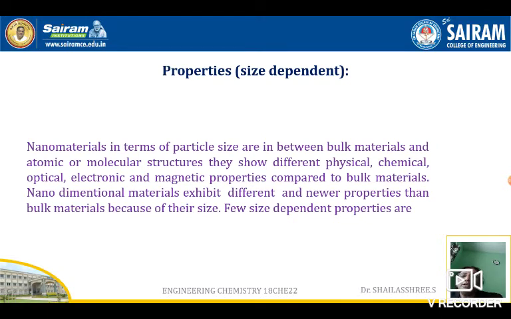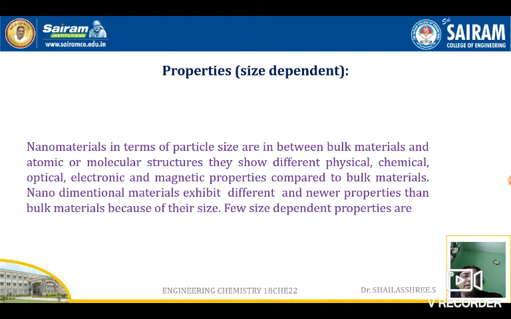Now, coming to some of the properties of these nanomaterials, we are discussing a few size dependent properties. Nanomaterials in terms of particle size are in between the bulk materials and atomic or molecular structures. They show different physical, chemical, optical, electronic and magnetic properties compared to the bulk materials. Nano-dimensional materials exhibit different and newer properties than bulk materials because of their size. A few size dependent properties are discussed here.